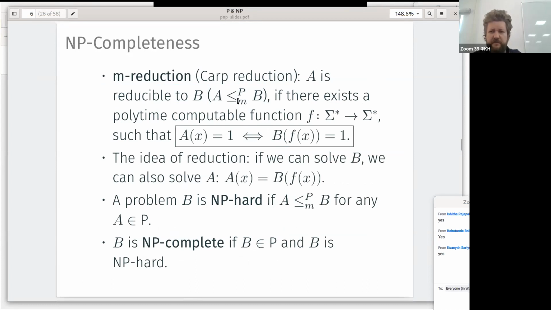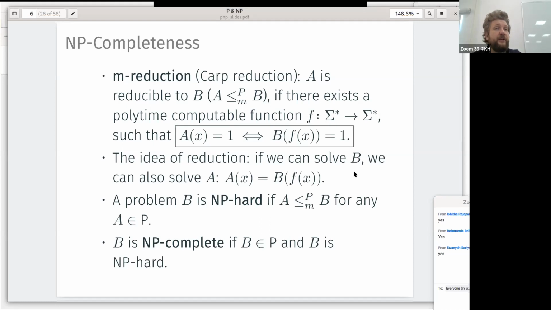Remember, M here is not a natural parameter, it's just a letter. So there exists a polynomial time computable function f which does the reduction: A of x equals 1 if and only if B of f of x equals 1. And the idea of reduction is as follows.